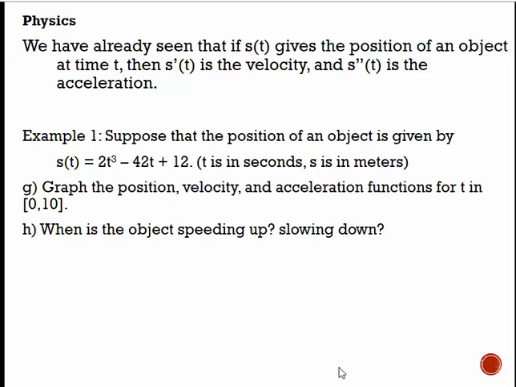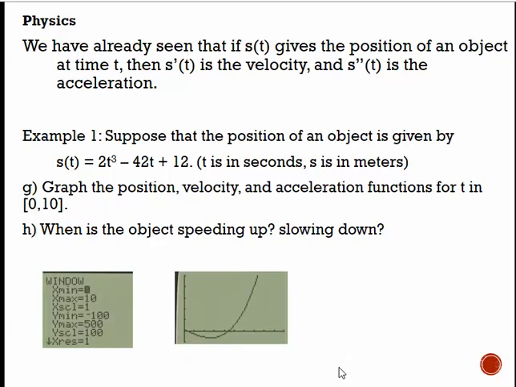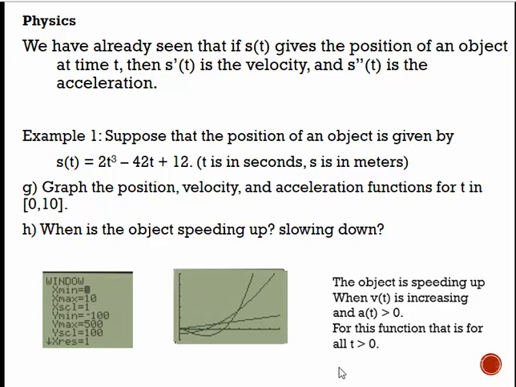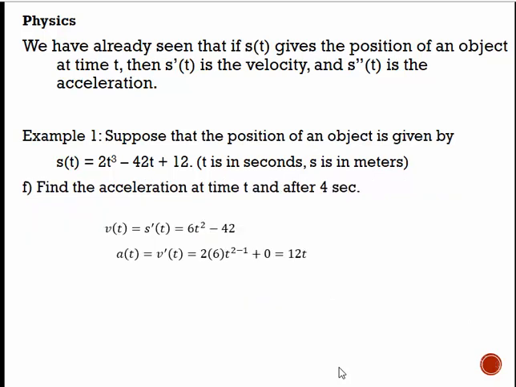Then graph the position, velocity, and acceleration functions for t in 0 to 10. When is the object speeding up or slowing down? So I've set a window. You can see what I set there. I played around with it a little bit to where I could get them to fit. So here's the position function, and then the velocity function, and then the acceleration function. The object is speeding up whenever v of t is increasing, when the velocity is increasing, which is when the acceleration is positive, which is actually from 0 to infinity, since our acceleration was 12t.